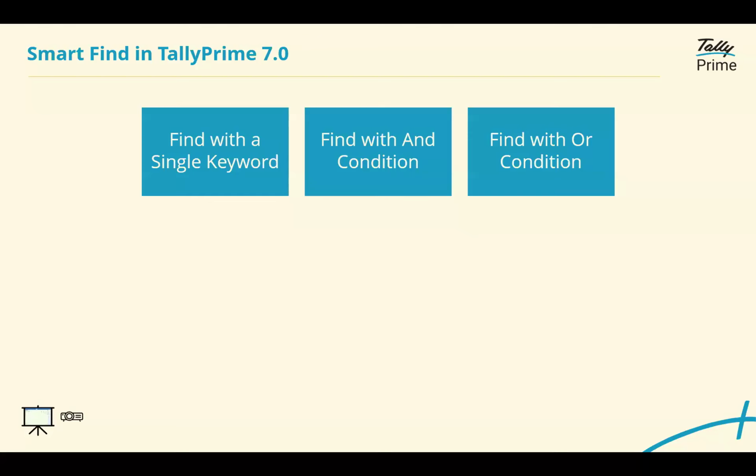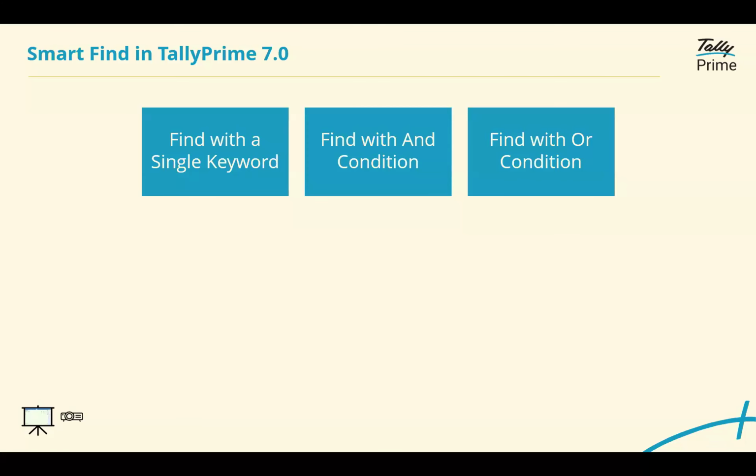And similarly, we have OR condition. You can say find with OR condition. You can say Samsung or some other stock item name. If you are searching for two items, and you want to search any transactions of these two items, you can also search. If you are giving AND condition, that means you are searching for both in a single transaction. But with OR, you are searching for both the stock items and their respective transactions.